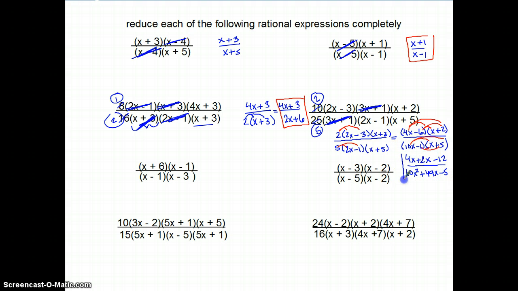I'll let you do that FOIL process on your own. Go ahead and pause the video and try the next 4 on your own. Remember to simplify completely.